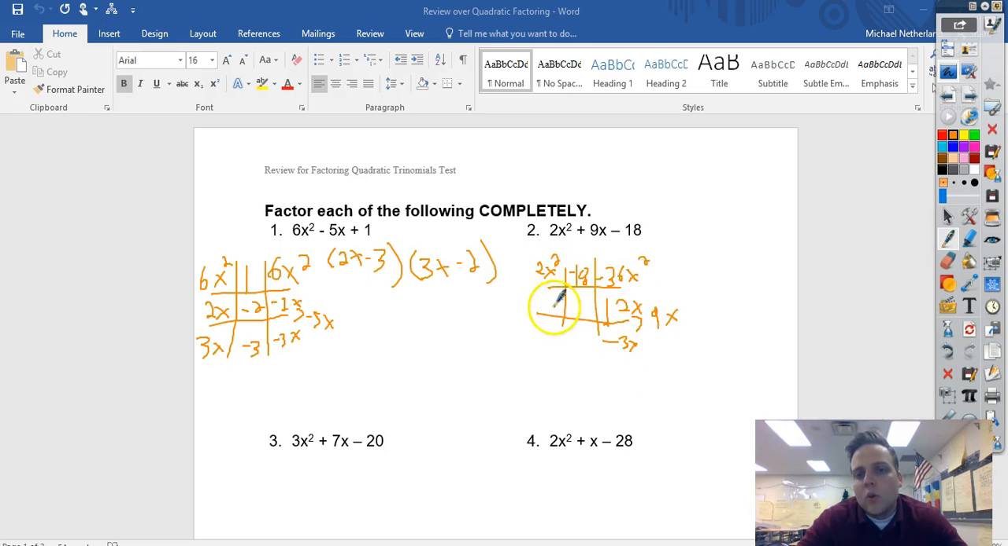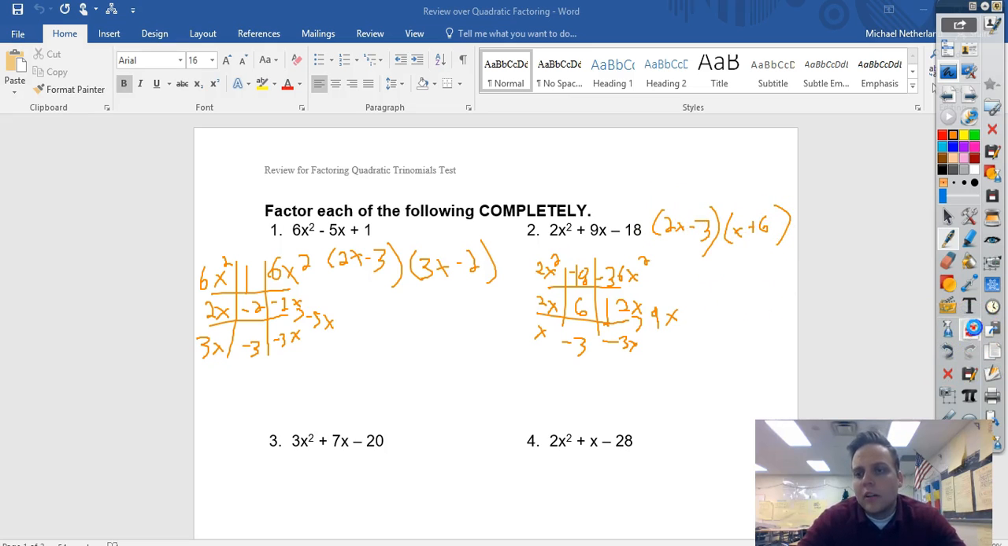So 2x squared and 12x, what do they have in common? A 2x. 2x squared and negative 3x, what do they have in common? Just x. 2x times what is 12x? 6. X times what is negative 3x? Negative 3. Go across, so you get 2x minus 3 times x plus 6. Okay? And that's it for number 2.